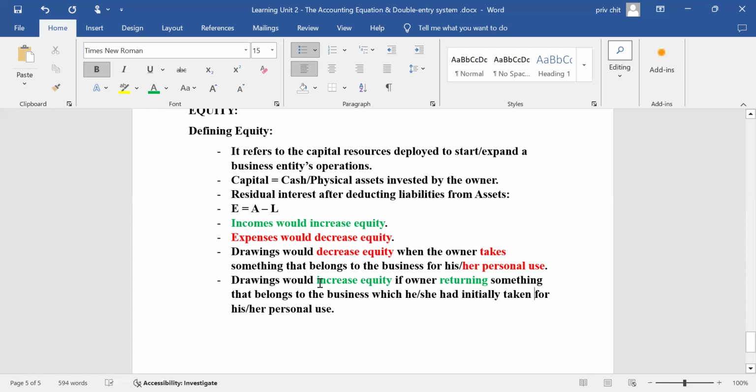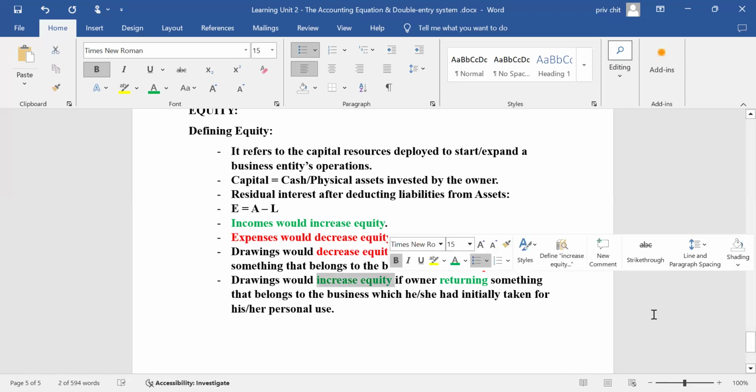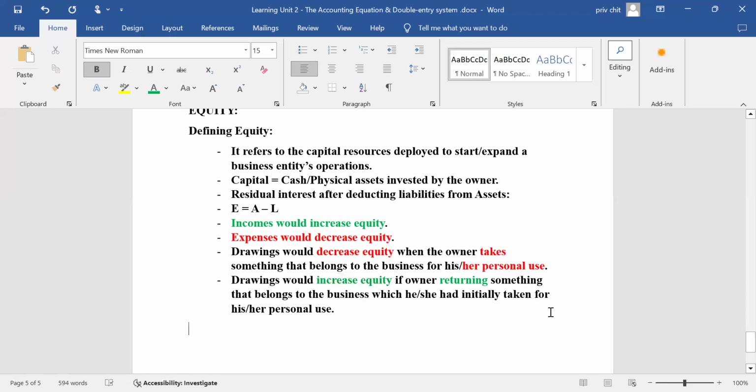But when you now return that 2,000 rands back into the business account, right? When you're returning it, it will increase equity in the equity column on the analysis of what? Basic accounting equation. Are we together?